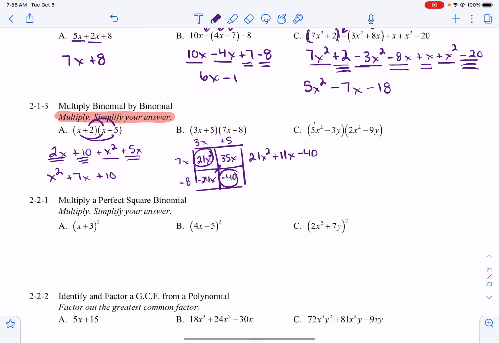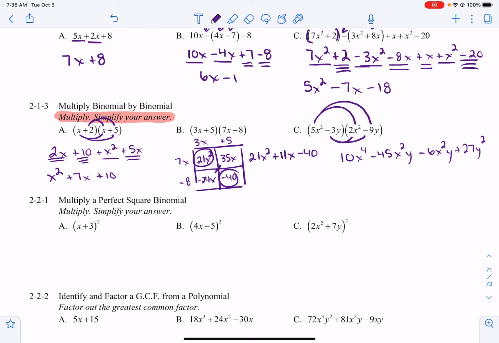So on part C, 5x squared times 2x squared. Well, 5 times 2 is 10. X squared times x squared is x to the 4th. 5x squared times negative 9y is going to be negative 45 x squared y. Now I've got to do the negative 3y multiplied by 2x squared. So that's negative 6x squared y. And then I got to do negative 3y multiplied by negative 9y. So that's a positive 27y squared.